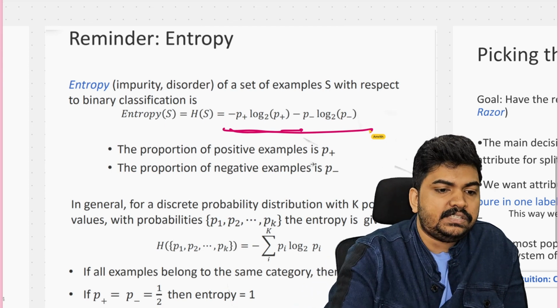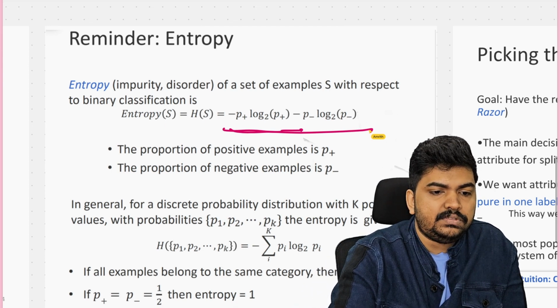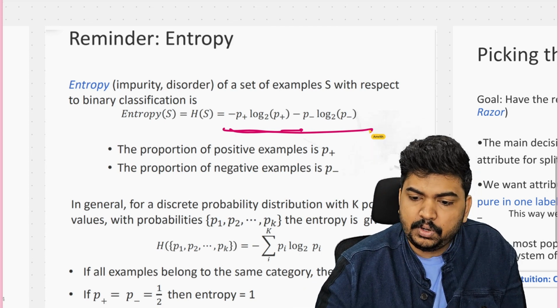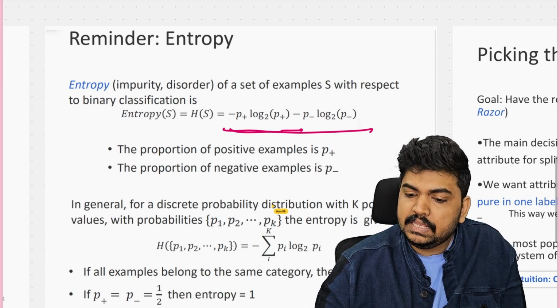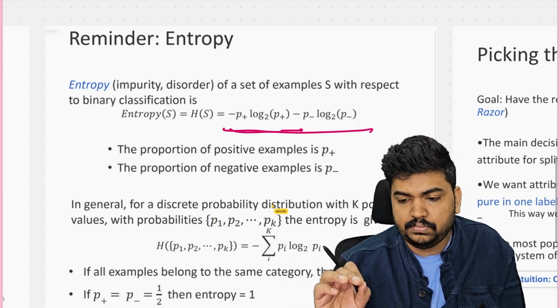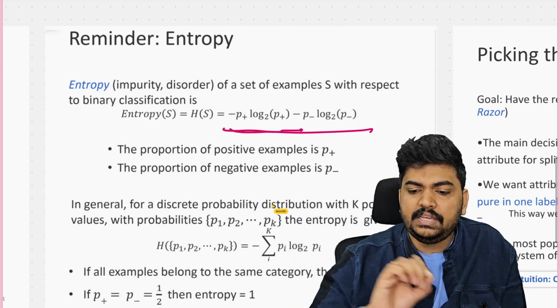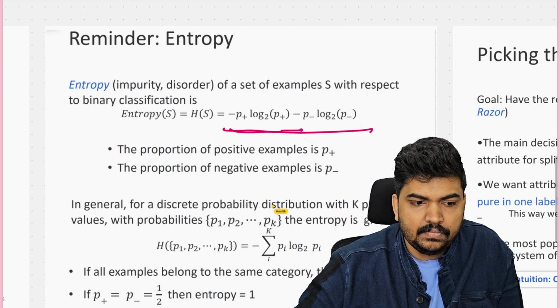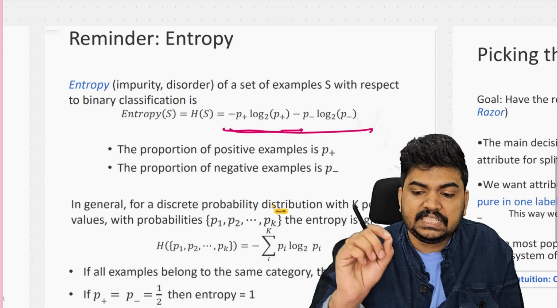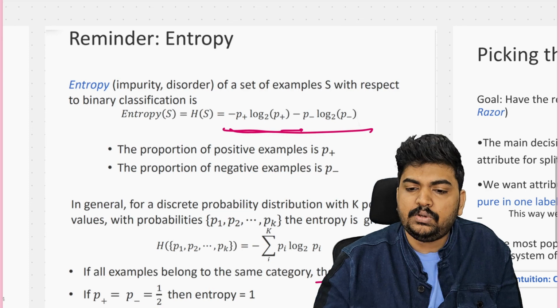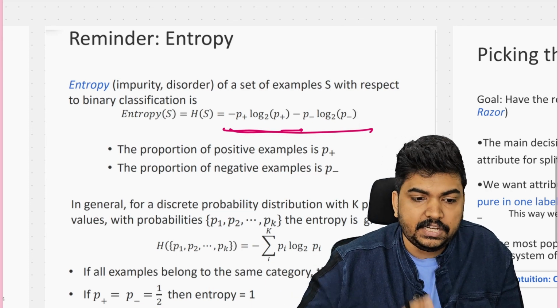So it can be generalized to k possible values as follows. In general, for a discrete probability distribution with k possible values with probability p1 to pk, the entropy is given as the summation of minus pi log to the base 2 pi for all the k discrete variables. So if all the examples belong to the same category, then the entropy is 0. So there is no disorder, right? Everything belongs to the same category. That's one extreme.